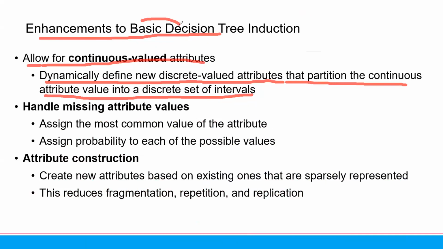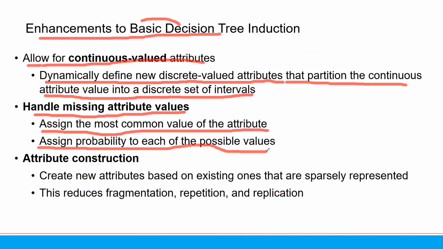And if we want to enhance the basic decision tree, we need to handle missing attribute values. If you include the missing values into the decision tree, the basic decision tree result is poor. So we need to assign maybe the most common value of the attribute. You already learned this from the data preprocessing. Or you can assign the probability to each of the possible values. So it is to handle the missing values. Or sometimes you can also do attribute construction. So you can create a new attribute.